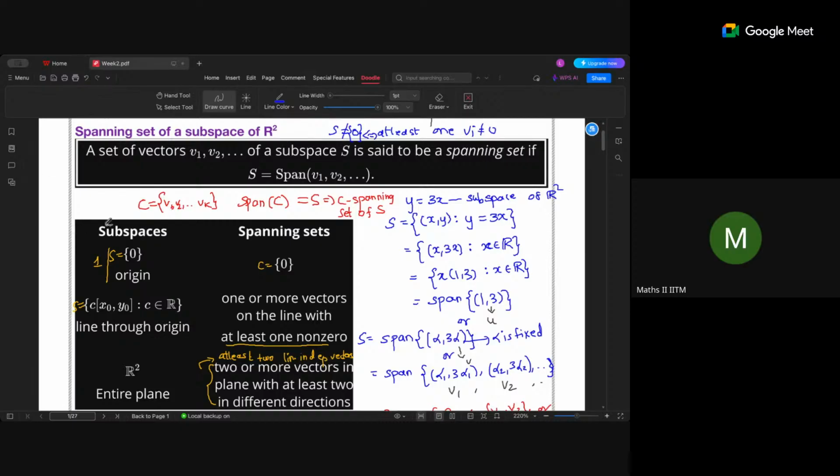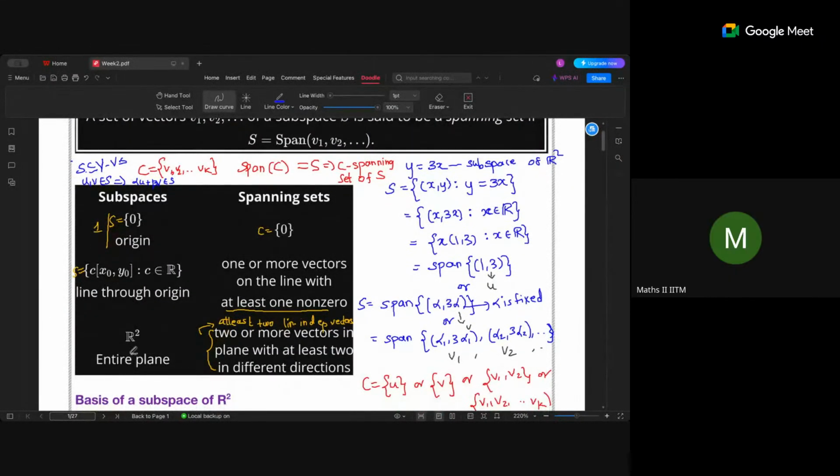So subspaces are sets from the vector space which satisfy a property. Let us say you have some subset of your vector space. If this subset satisfies this property, that for any two vectors in S, any linear combination should also belong to S, then such a set is called a subspace. For R2, the only possible subspaces are the origin, any straight line passing through the origin, and the entire plane.